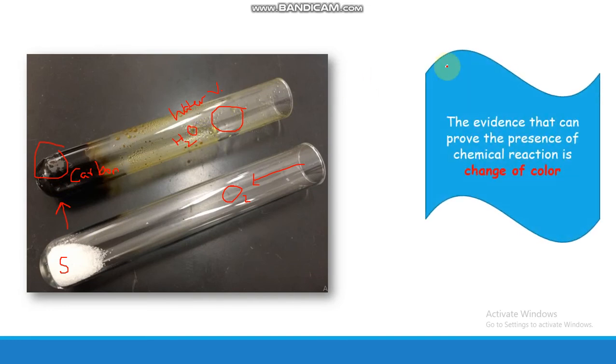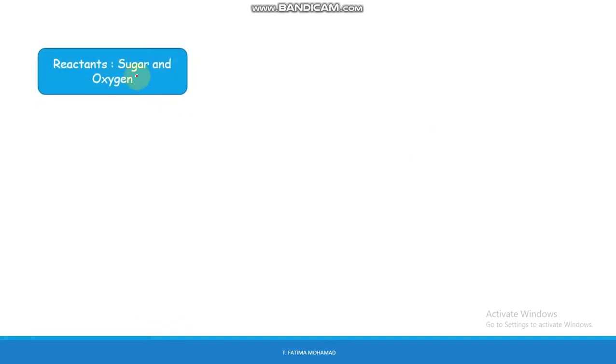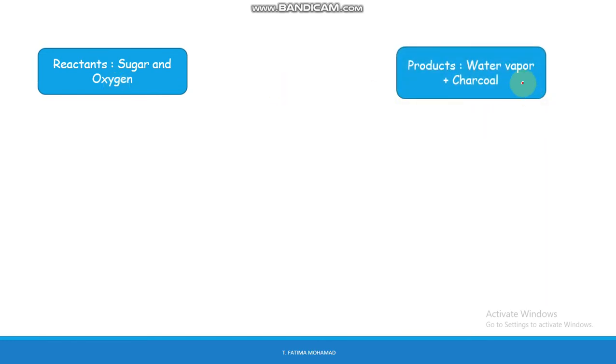Why? Because we have a change of color. So the evidence that can prove the presence of a chemical reaction is the change of color. It is irreversible, and change of color means that we have formation of new substances. So the reactants we said are sugar and oxygen. The products are water vapor and the charcoal or the carbon.